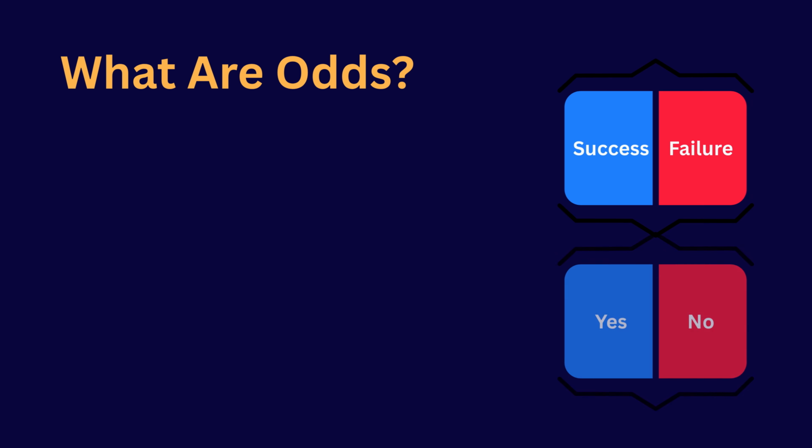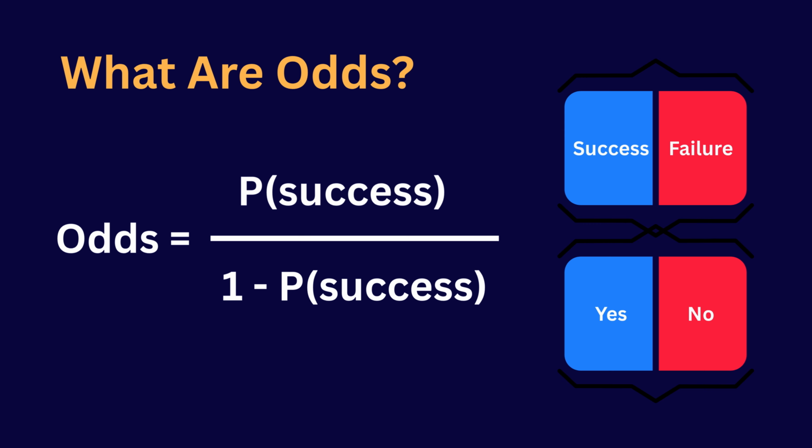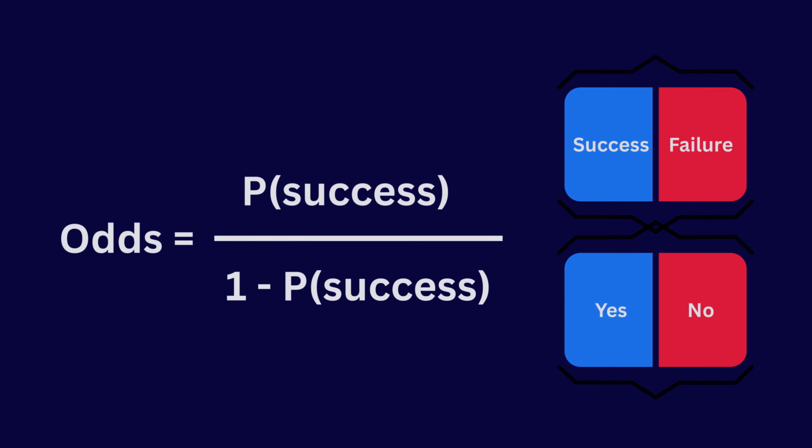Let's start with the concept of odds. When dealing with binary outcomes like success versus failure or yes versus no, the odds of success are defined as odds equal probability of success divided by 1 minus probability of success. This tells us the ratio of the probability of an event happening to the probability of it not happening.